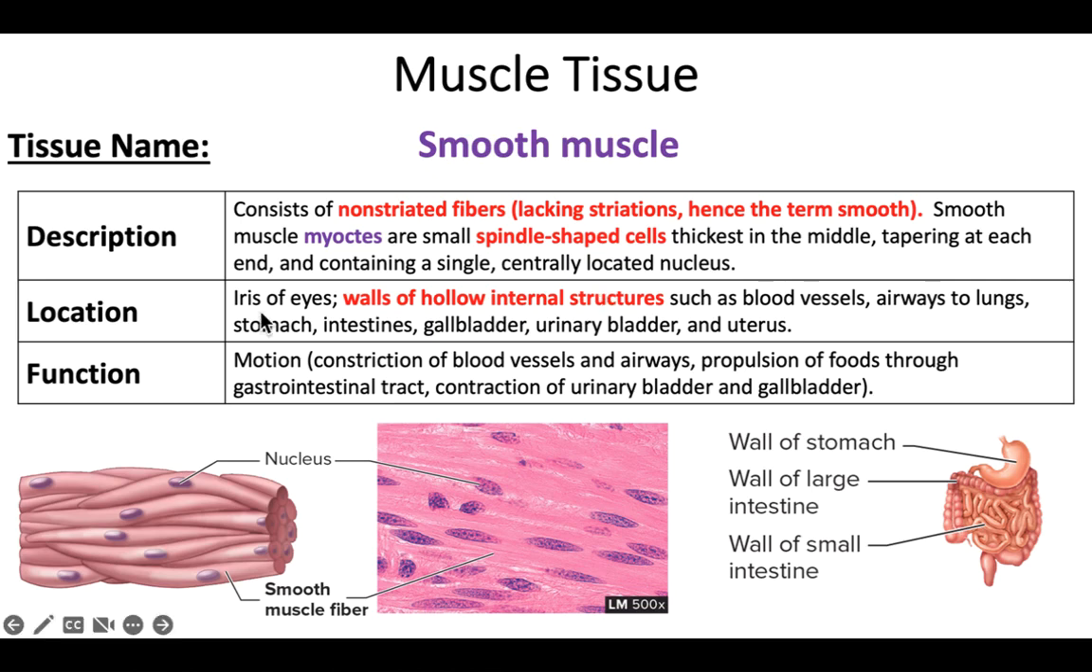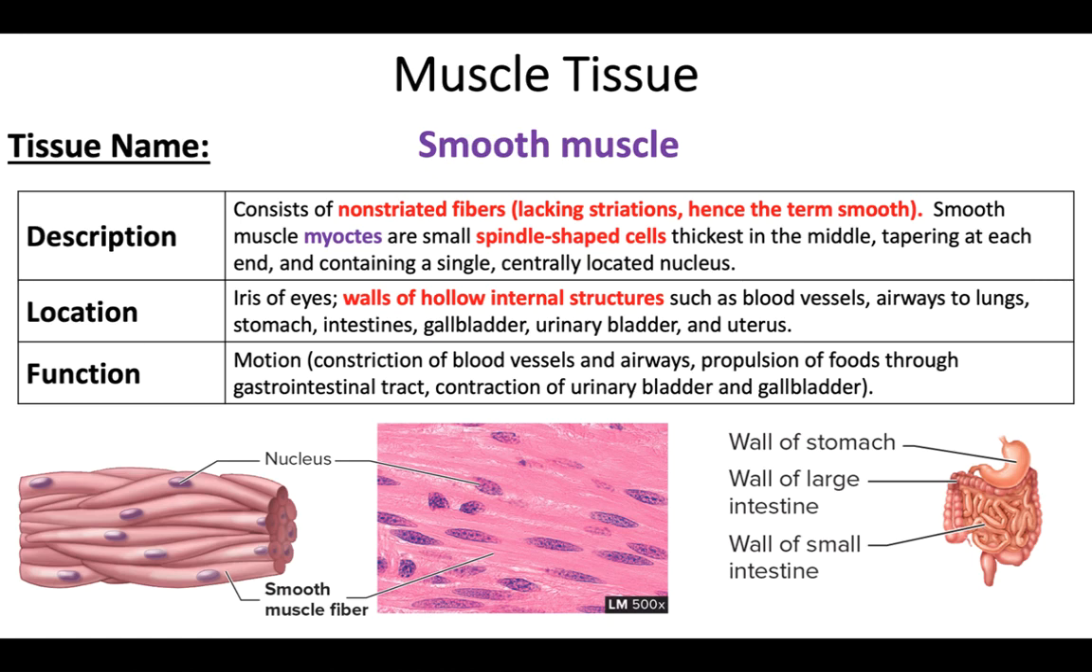And then you've got GI tract, stomach, intestines all have muscle to move the material inside. Gallbladder has muscle so it can eject bile from it. Your urinary bladder, so the only way you're going to urinate is if that bladder has muscle and it can contract and squeeze out the urine. And then a female uterus has a lot of smooth muscle for when that baby's going to be delivered.